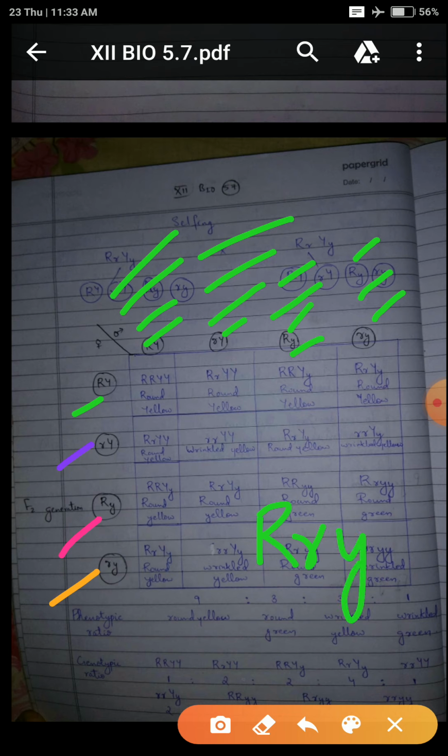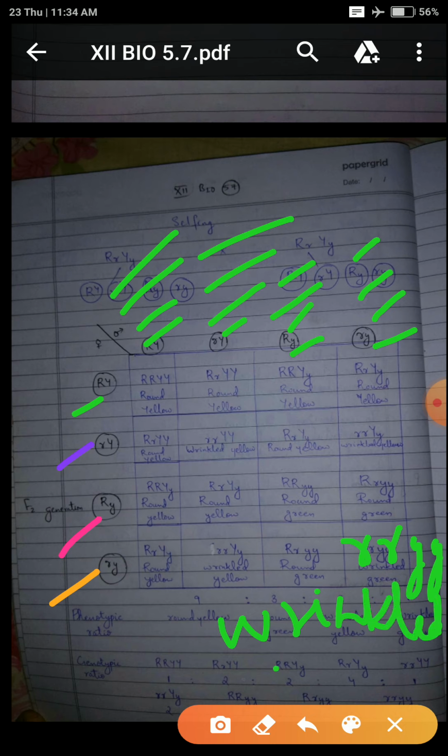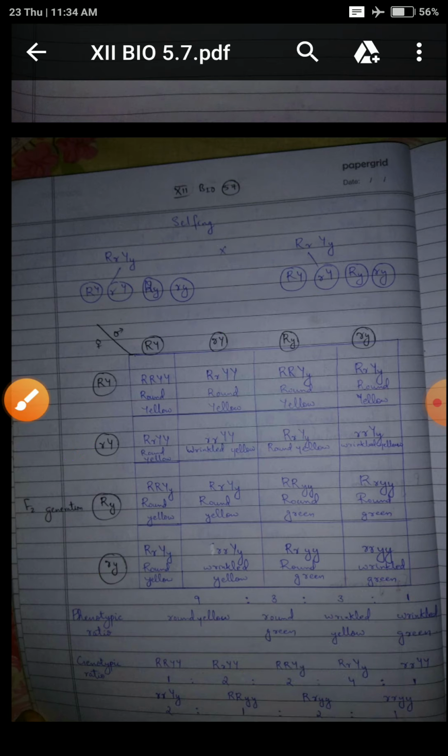Always write the dominant character first. That is necessary, that is important. Do not write the recessive character first, because sometimes you might see small r at first, but do not write that. Okay. So what type is it? It is round green, right? Next one, small r, small y, small y. What will it be? Wrinkled and color recessive, so wrinkled green, right? Now this is the F2 generation that we had got.